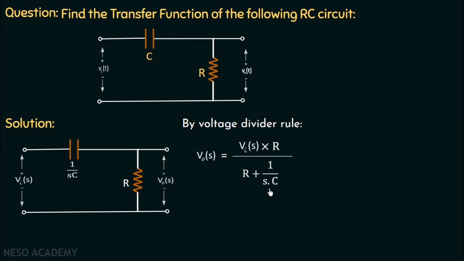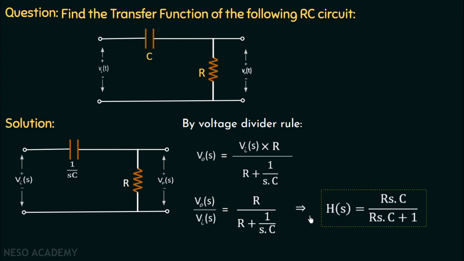Now we want the ratio of the output to the input to find the transfer function. If we transpose Vin(s) to the left hand side, we have the ratio Vout(s) over Vin(s), and this is our transfer function, and it is given as R over R plus 1 over sC. Now if we take the LCM, we have the transfer function, the ratio of output voltage to input voltage, equal to RsC divided by RsC plus 1, and this is the transfer function for this RC circuit.